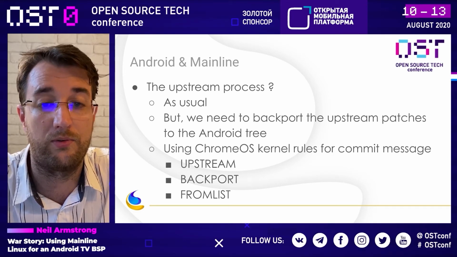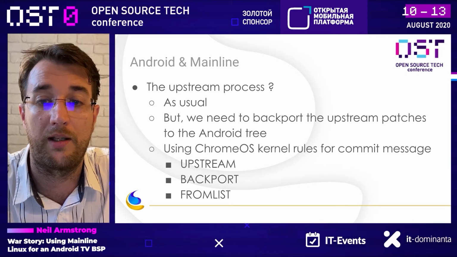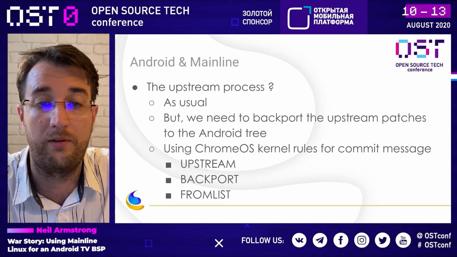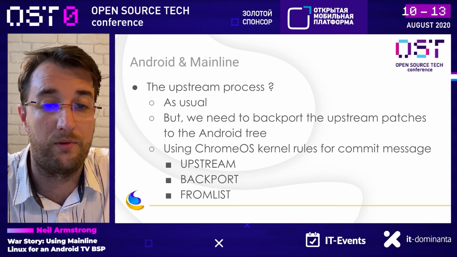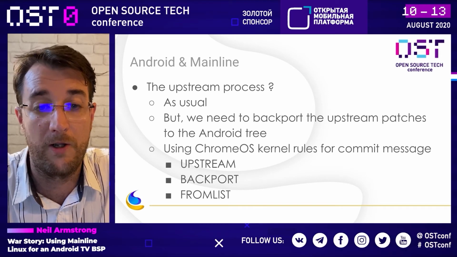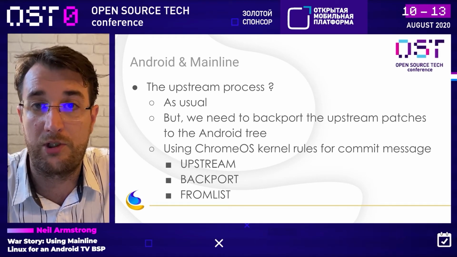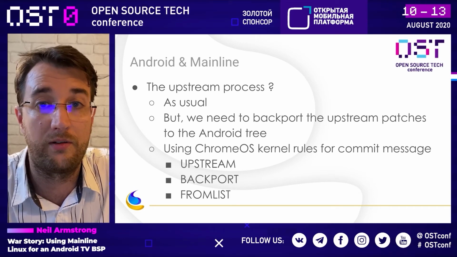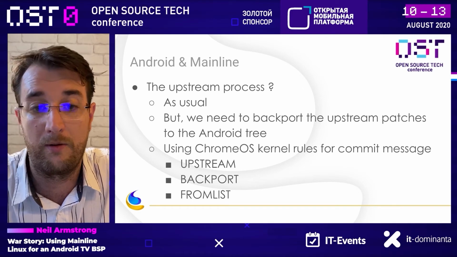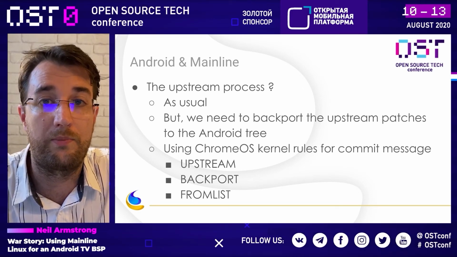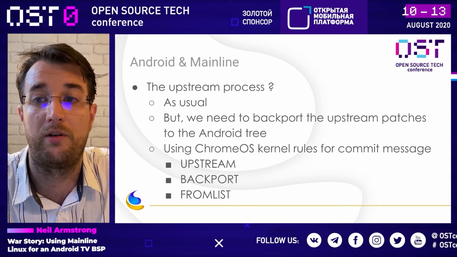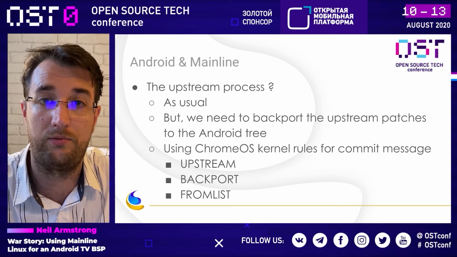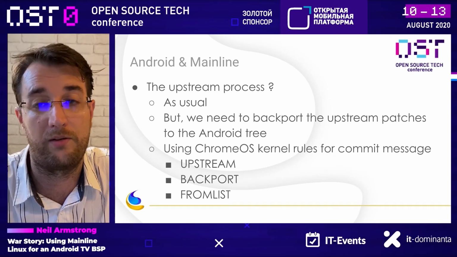There are some rules that were introduced by the Chrome OS kernel guys to distinguish between the original commits from mainline Linux and the backported ones. So you have the UPSTREAM tag, which you prepend on the commit message, which means it's a pure commit that was cherry-picked and backported without any change. BACKPORT means it was fixed to apply or to build, and FROMLIST means you took the patch from the mailing list before it was accepted by the maintainer, because it's possible to do that if the patch is too complex to do in a single pass, or the time frame is too short.